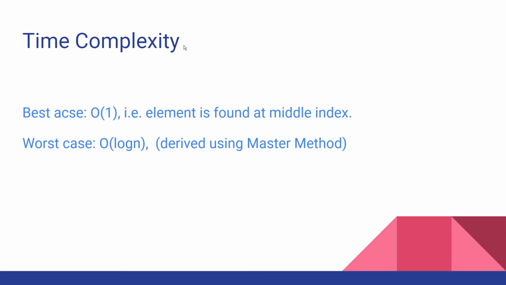So, I'm now discussing time complexity. The time complexity of binary search, I'm sorry, here it should be case by case. So in the best case, time complexity is O(1), that is, within the first attempt we get a result. Okay, and in the worst case, the complexity is O(log n).